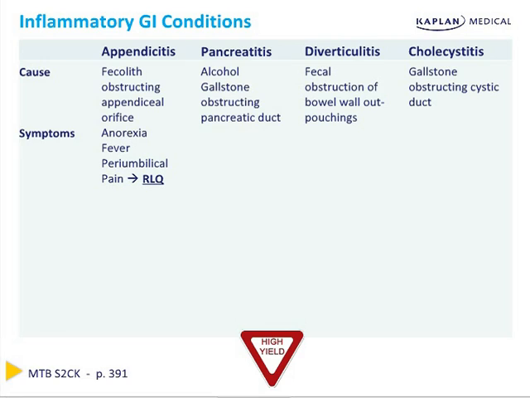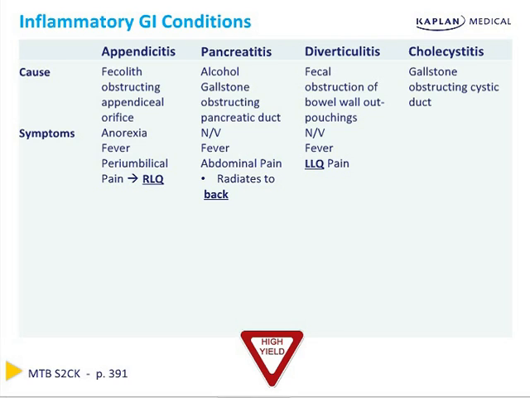Once the appendix becomes grossly inflamed over the next 12 to 24 hours, the location changes to McBurney's point in the right lower quadrant because the peritoneal wall becomes irritated at this spot after coming into contact with the inflamed appendix. Pancreatitis also causes nausea, vomiting, fever, and pain, but the pancreas is a retroperitoneal organ, and thus pain is referred to the back.